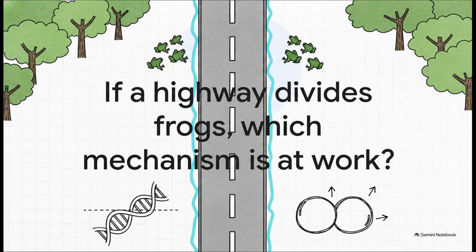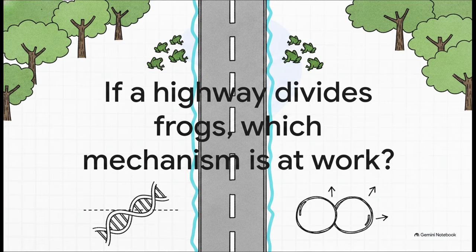Okay, let's pause for a quick knowledge check based on what we've learned so far. Imagine a scenario where a massive paved highway is built straight through the middle of a dense forest. It completely divides a population of forest frogs into 2 groups, and they can no longer cross the road to meet each other. Which mechanism from our chain is actively at work here? Think about it for a second.